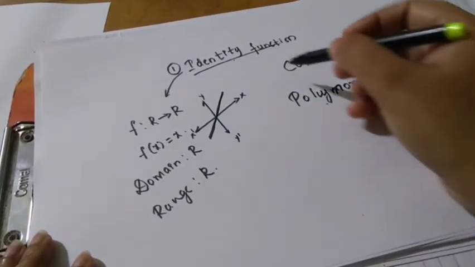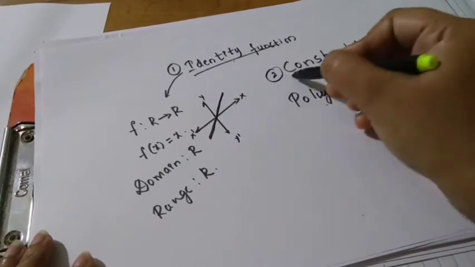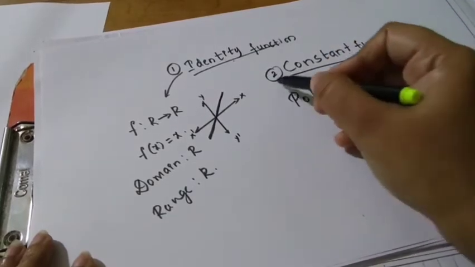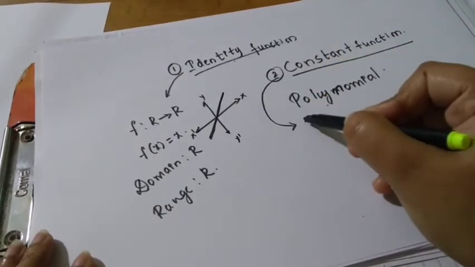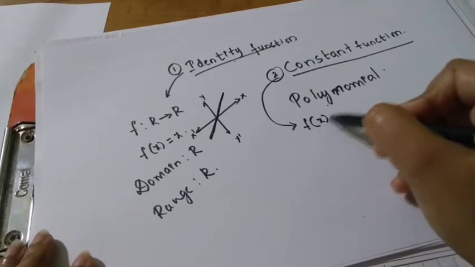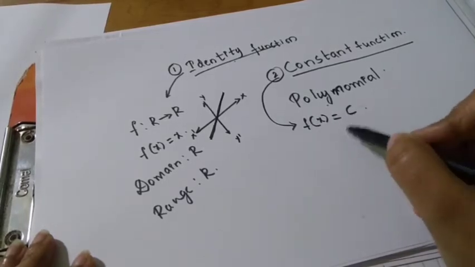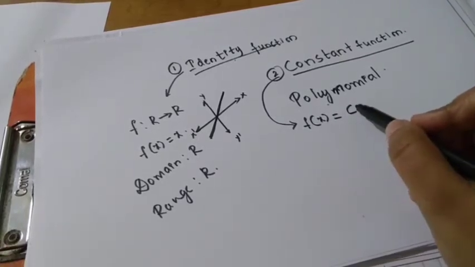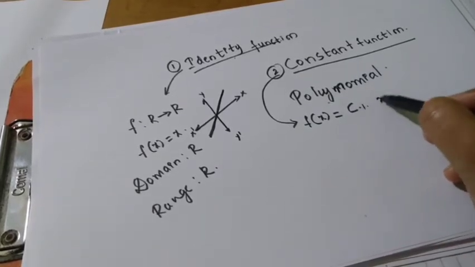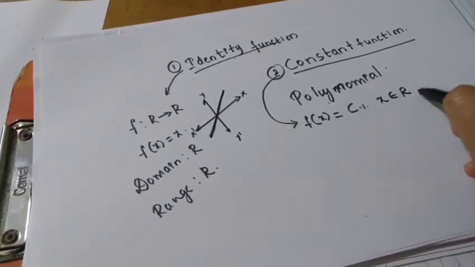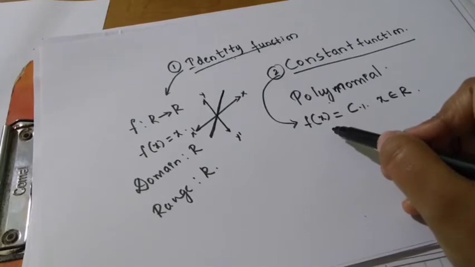Clear? After this, the second one we studied was constant function. What is constant function? Constant function is defined by f of x is equal to c. What is c here? C is a constant. And here every x belongs to what? The set of real numbers.